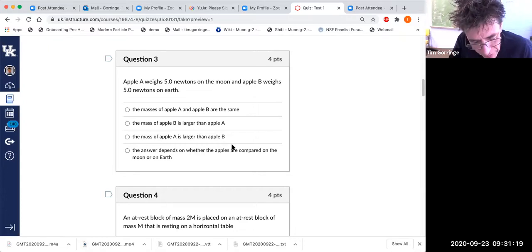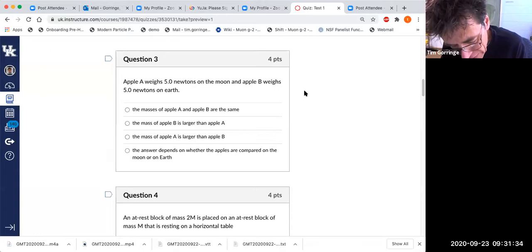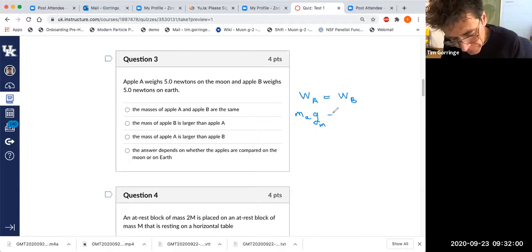In question number 3, we're told we have 2 apples, A and B. Apple A weighs 5 newtons on the moon, and apple B weighs 5 newtons on Earth. And we've got to compare their masses. So let's start with the fact that their weights are the same, on the moon for apple A and on the Earth for apple B. So their weights are the same. Now their weights are their masses: mass of apple A, times the acceleration of gravity where it is, which is the moon. And that must equal the weight of apple B, which is its mass, times its acceleration of gravity where it is, which is on Earth.